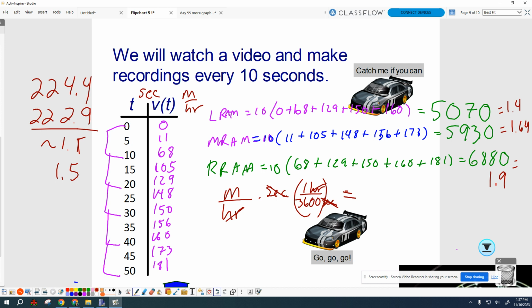Where does it have the greatest acceleration over what 5-second time frame? Oh, 5 to 10, big time. Yeah, that's my car.